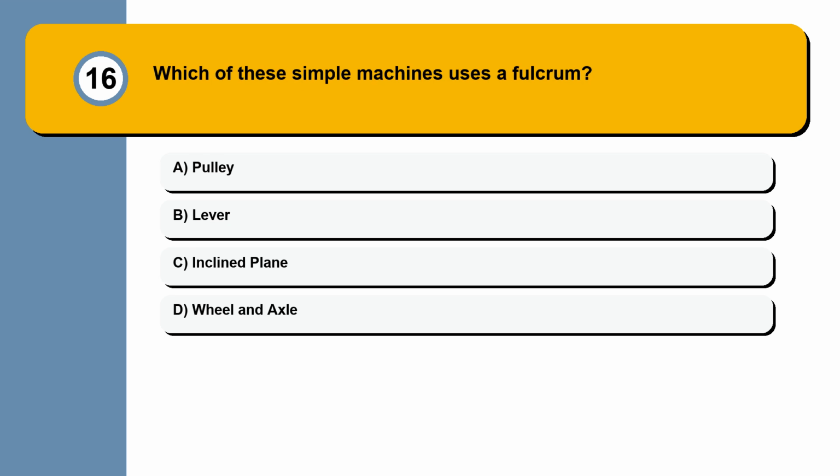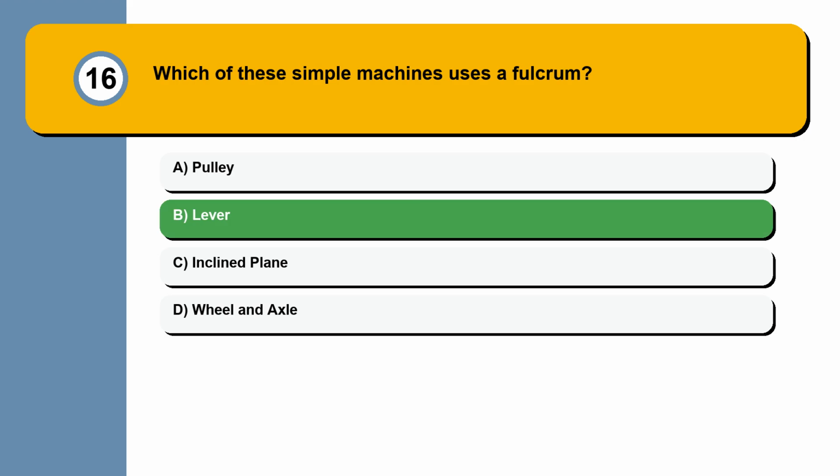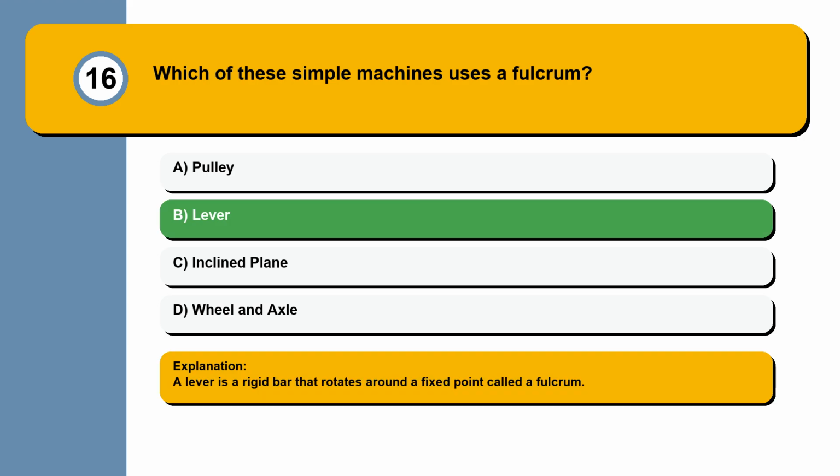Question 16. Which of these simple machines uses a fulcrum: pulley, lever, inclined plane, wheel and axle? A lever is a rigid bar that rotates around a fixed point called a fulcrum.